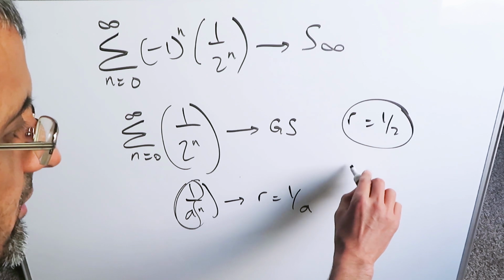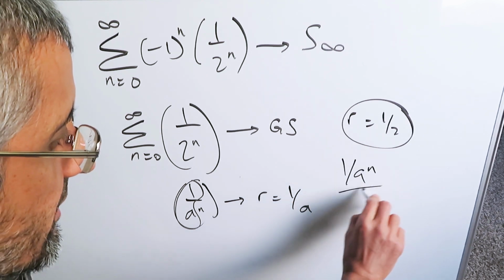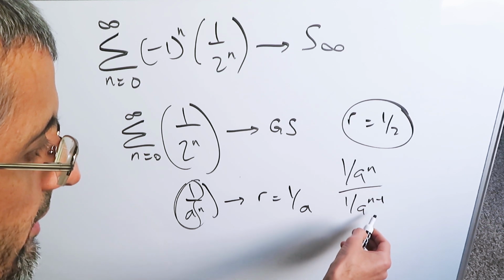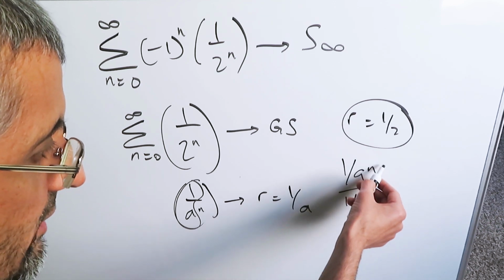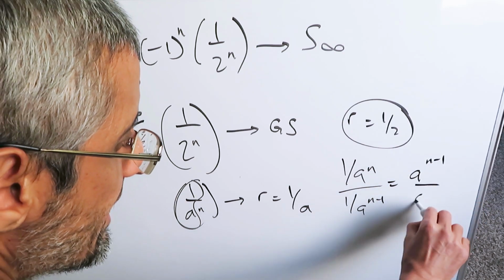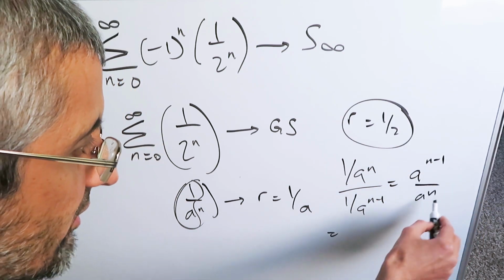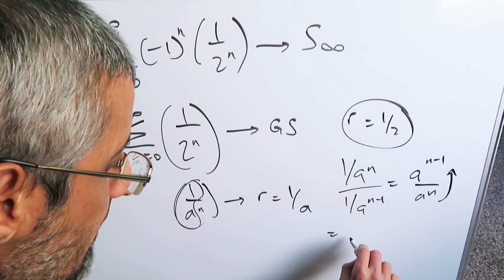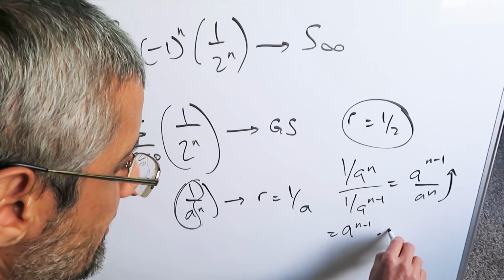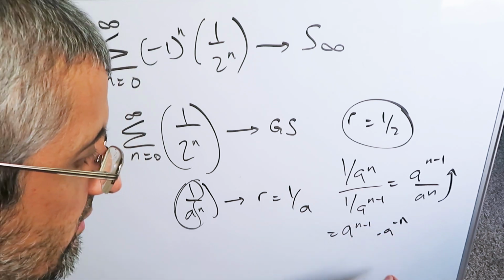Think about it. You're looking here at a term and you're dividing it by a term before it. 1 over 8 to the power of n divided by 1 over 8 to the power of n minus 1, a term divided by the term before. You would have a to the power of n minus 1 divided by a to the power of n. If you do your laws of exponents, you bring it in. On the top, you have common bases. What you're really looking at is a to the power of n minus 1 times a to the power of minus n.